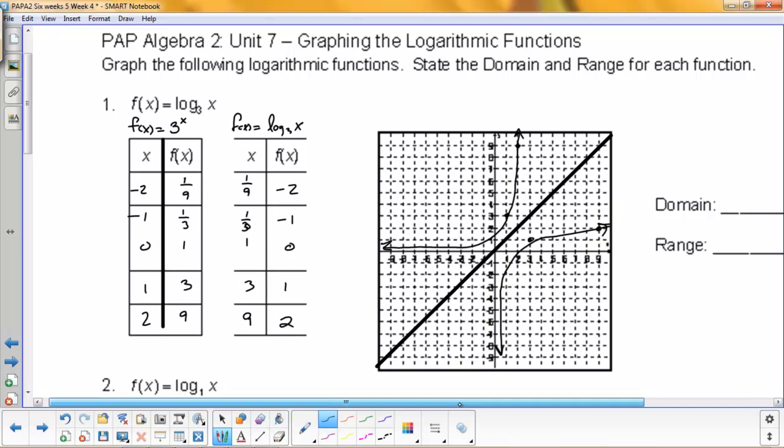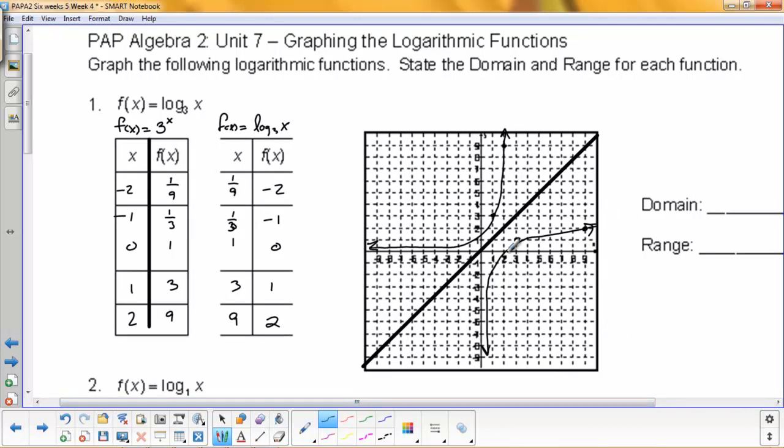The domain and range for your original, remember, is all real numbers, and 0 is less than y. The domain and range of its inverse is simply switched. So 0 is less than x, and the range is all real numbers.